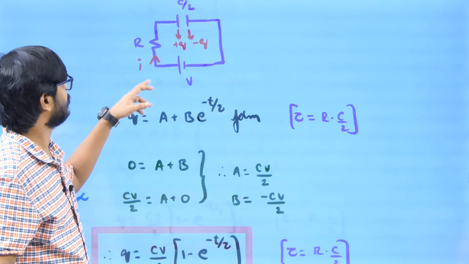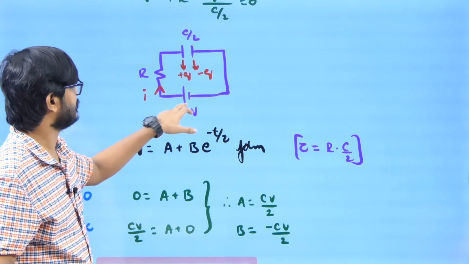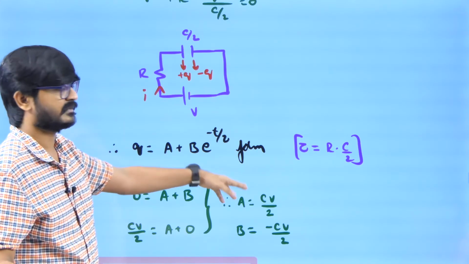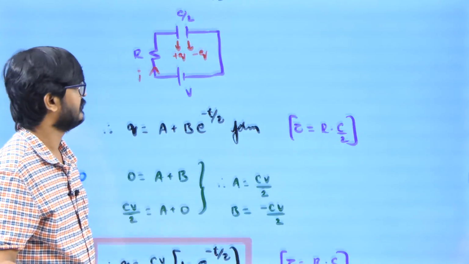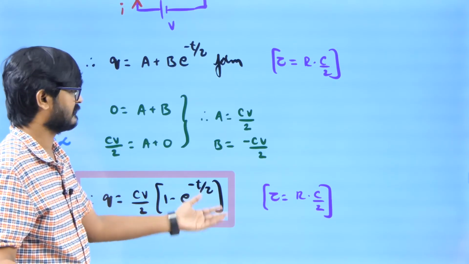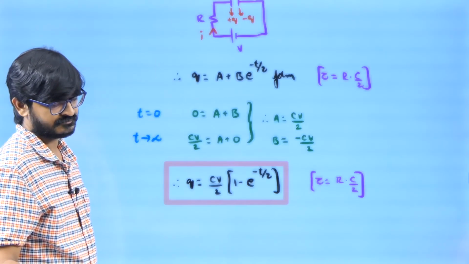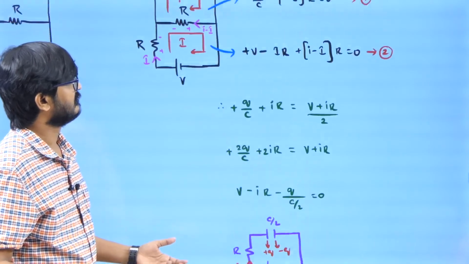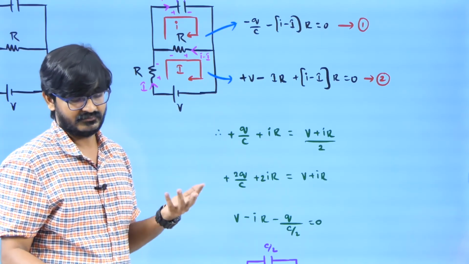Now at t equal to 0, what is the charge? 0. When t tends to infinity, the charge is C by 2 into V. So from there I will get the values of A and B. When I substitute them back, I will get charge as a function of time. But that's a mess, because writing loop equations, I try to avoid KVL, I said, right?